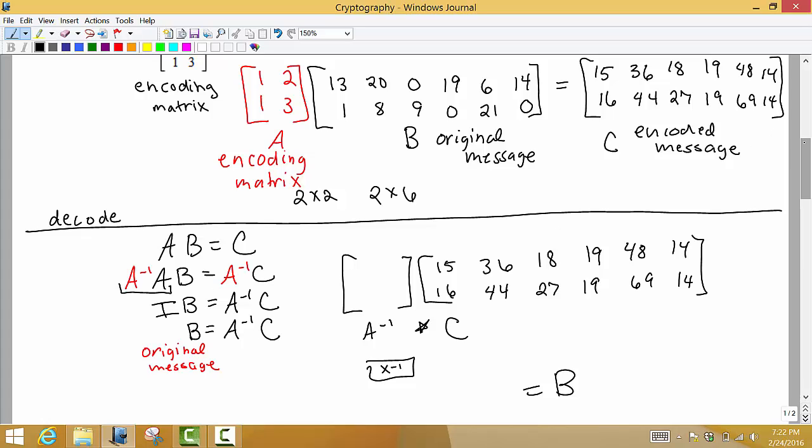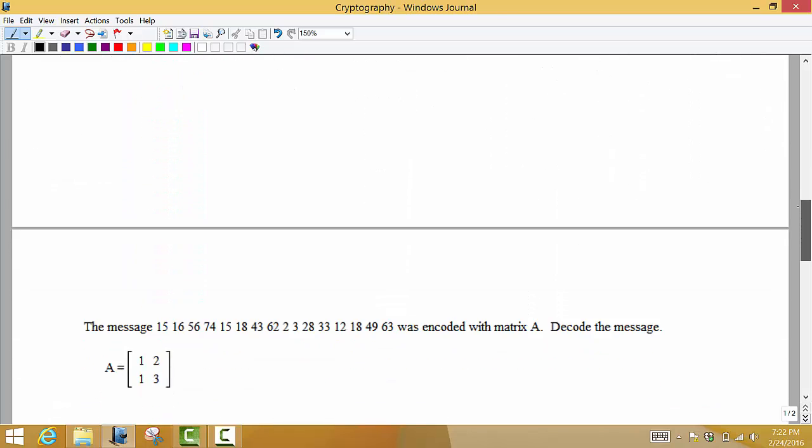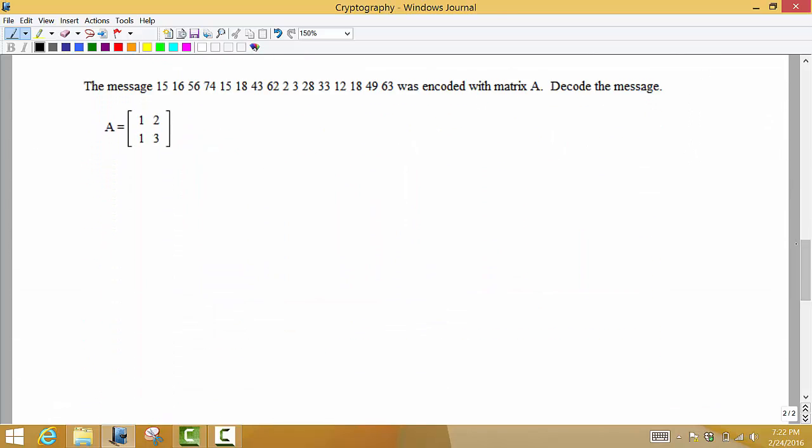Okay. So let's look at how we might decode a message that we don't know what it is. So here we have our message. Our friend has encrypted a message for us, and the message comes back as this string of numbers. And we are told that the encoding was done with this matrix A. So we need to think about how this was performed. What your friend did is he took the matrix A and multiplied this by the original message to get C. So A, once again, is the encoding matrix.